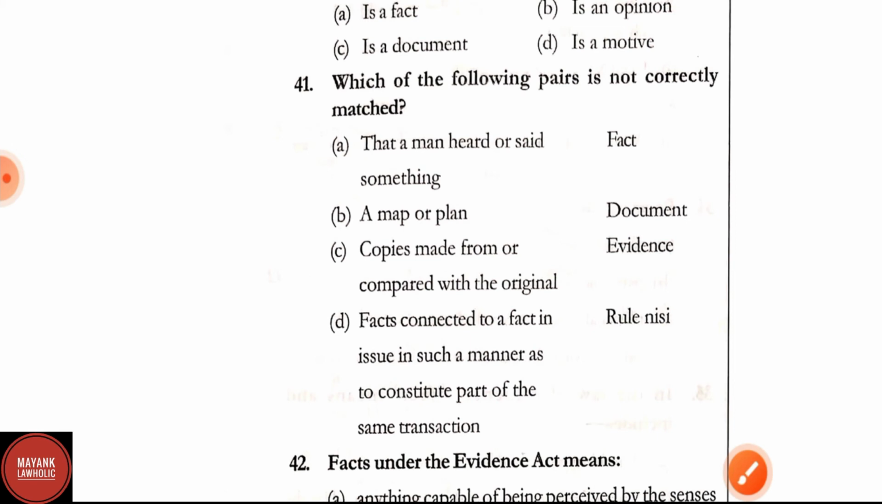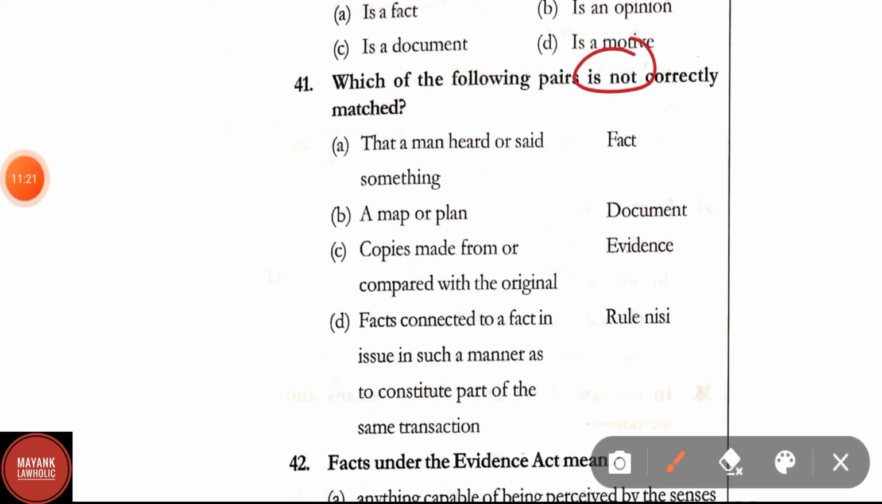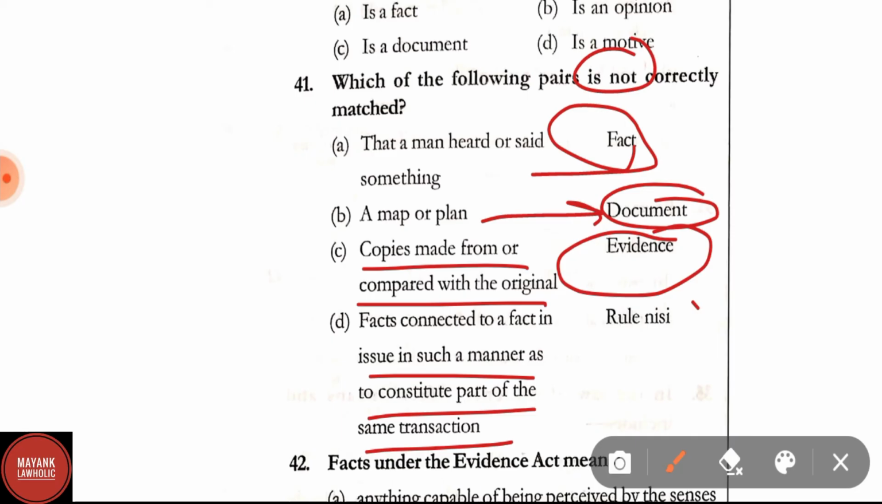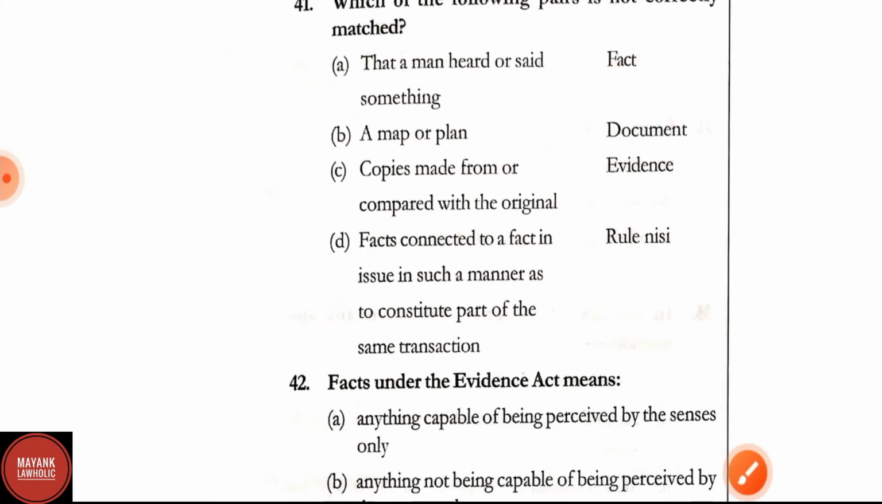Question number 41. Which of the following pairs is not correctly matched? That a man heard or said something is a fact. A map or plan, document. Copies made from or compared with original, evidence. Fact connected to a fact in issue in such a manner as to constitute part of the same transaction, Rule Nisi. This is not correct. This is res gestae. So 41, not correctly matched, is option D.